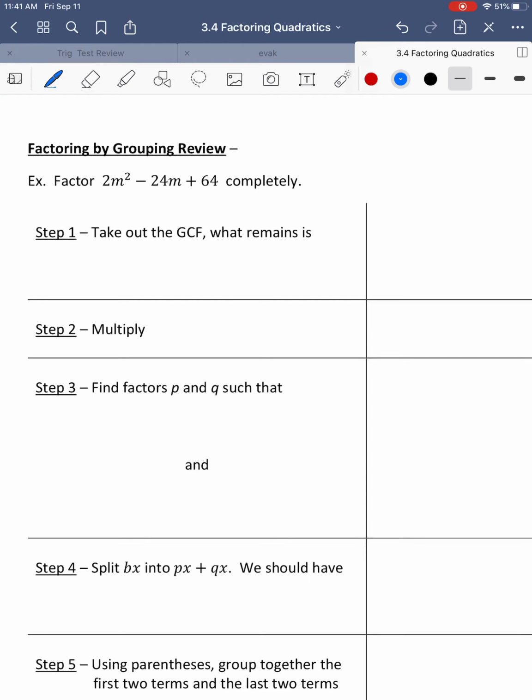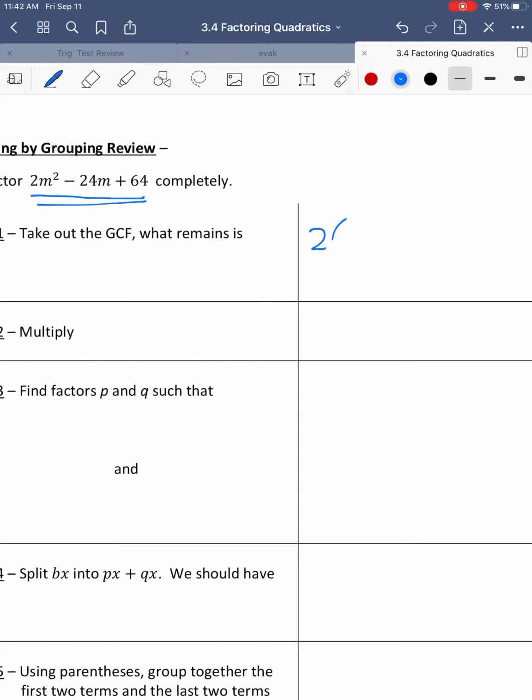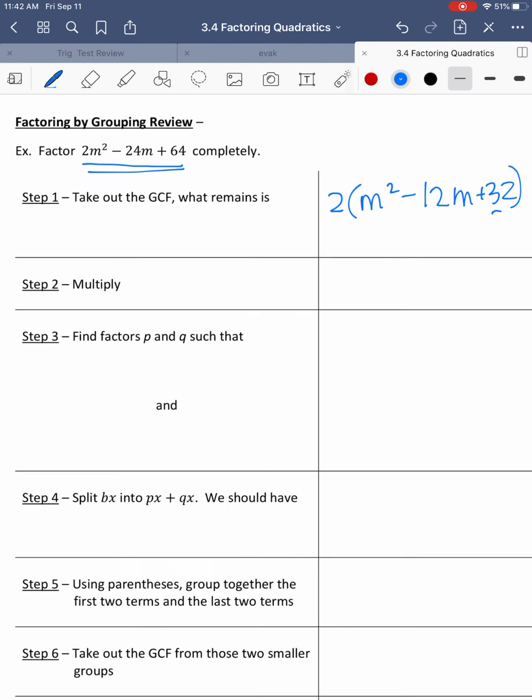Factoring by grouping. So you probably did this before in Math 2. So for example, we're going to be working with this equation here, 2m squared minus 24m plus 64. So the first step we're going to take is to take out the GCF, which is 2. So what remains is going to be 2 times m squared minus 12m plus 32. Because there is no m in this term, I can't take out an m. So that's all that first step does.